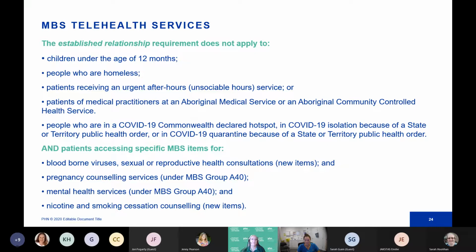The exemptions: the established relationship requirements don't apply to children under 12 months of age, people that are homeless, patients receiving an urgent after hours service, patients of a medical practitioner of an AMS, and people who are in a COVID-19 Commonwealth declared hotspot or in isolation under a public health order or in quarantine. They are exempt as well. Also patients accessing specific MBS item numbers: for bloodborne viruses and sexual and reproductive health consultations, there are new item numbers for those groups of patients. Also for pregnancy counselling services and mental health services, they've had a big extension to the telehealth, and also nicotine and smoking cessation counselling.